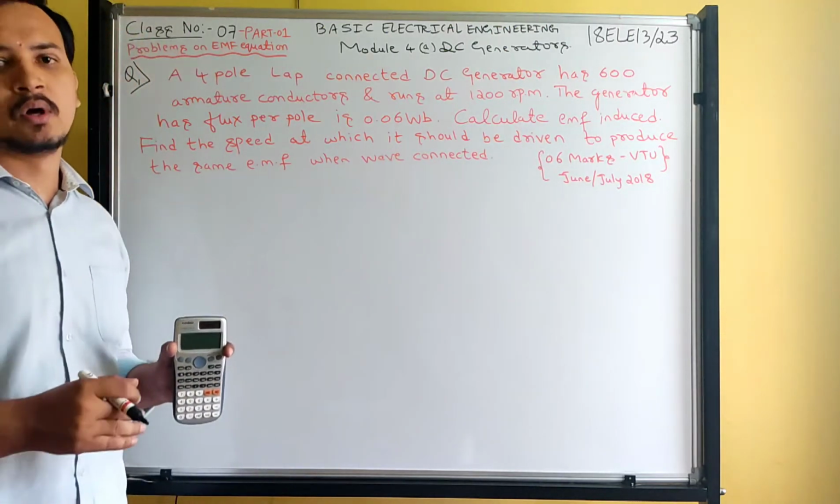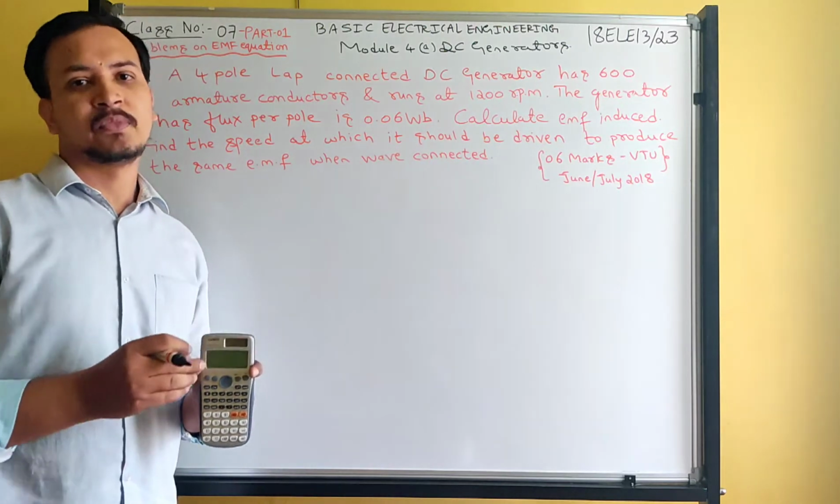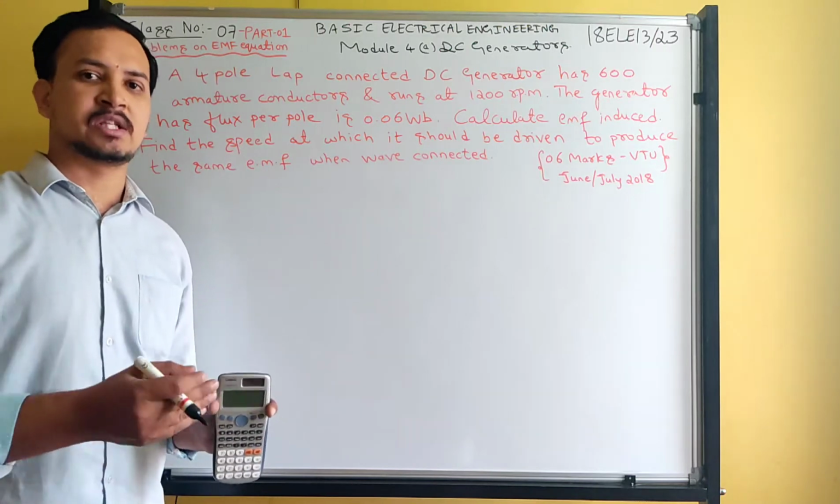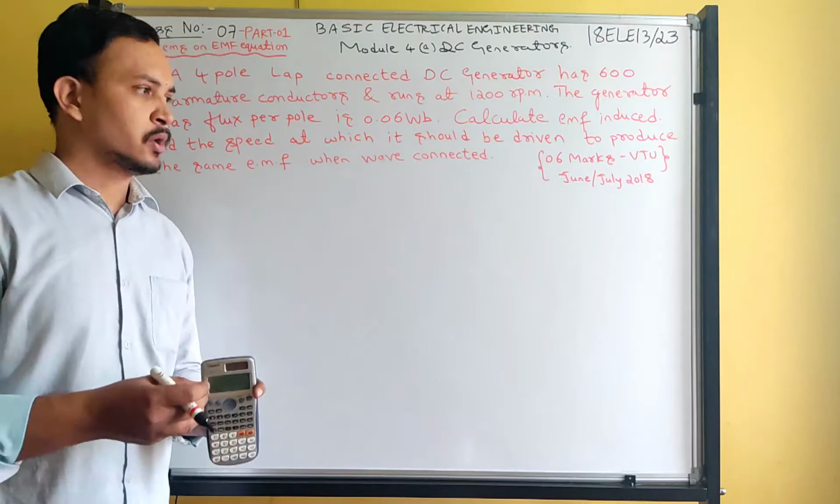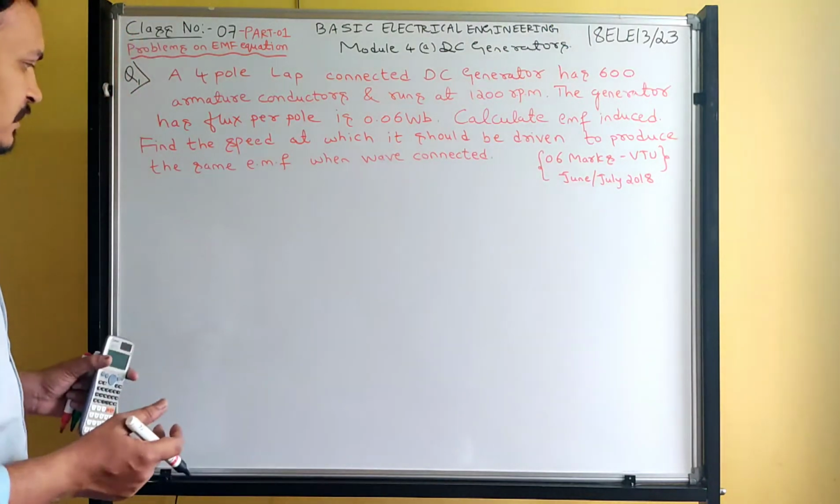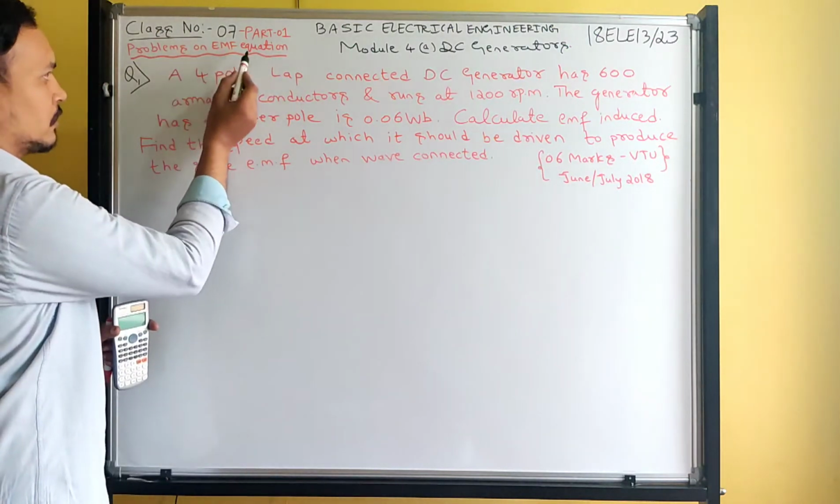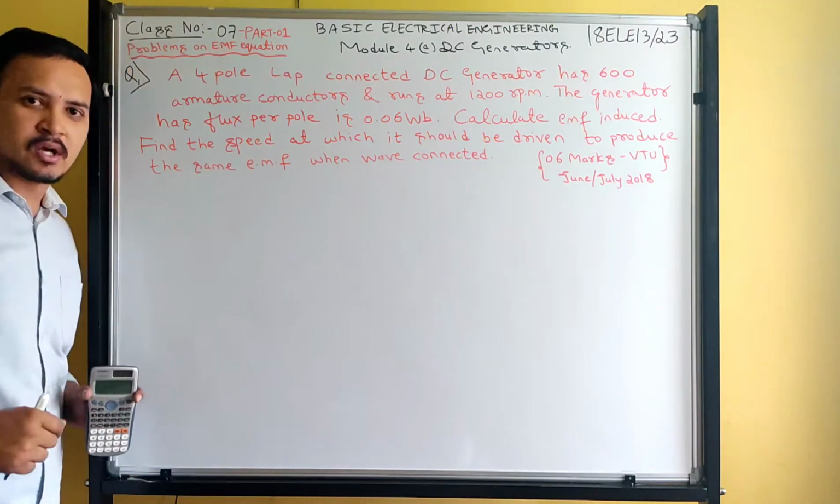In part 2, I will upload problems on types of DC generators. For each and every type, I will do minimum one problem, maximum 2 to 3 problems depending on the difficulty levels. Don't worry, I will cover all the concepts. Okay, we can start with class number 7, part 1, problems on EMF equation. Please pause the video and copy down this question.